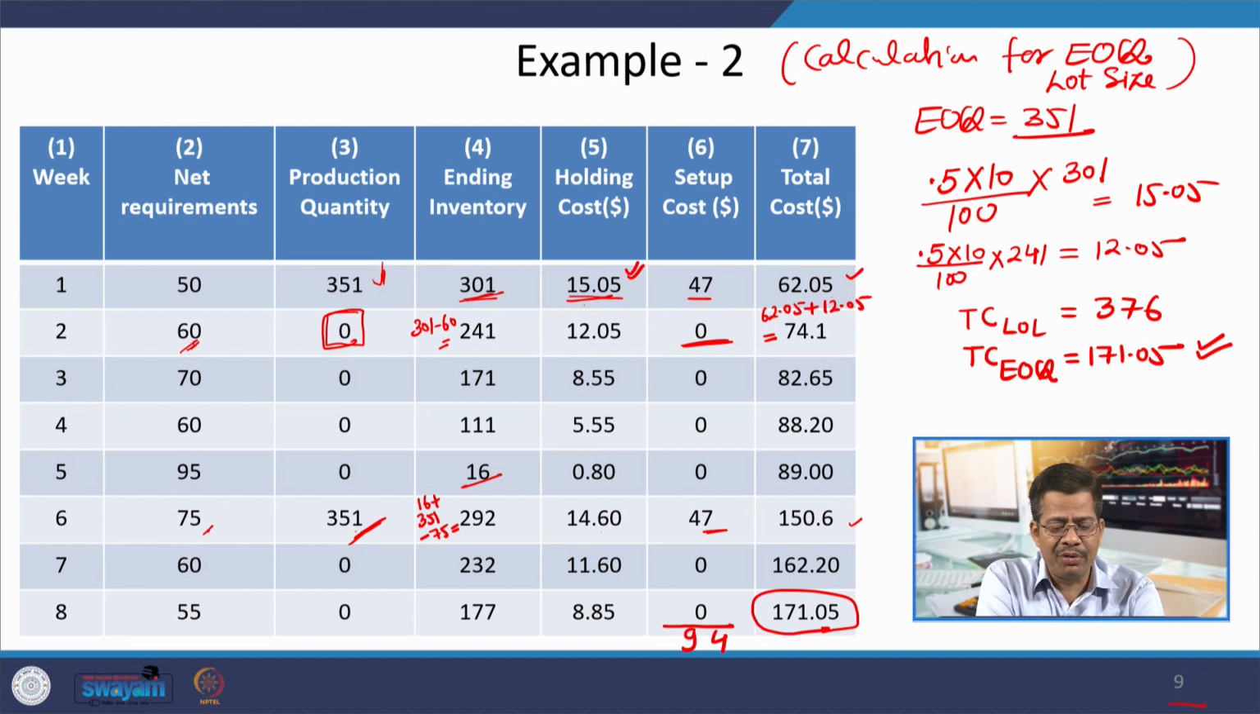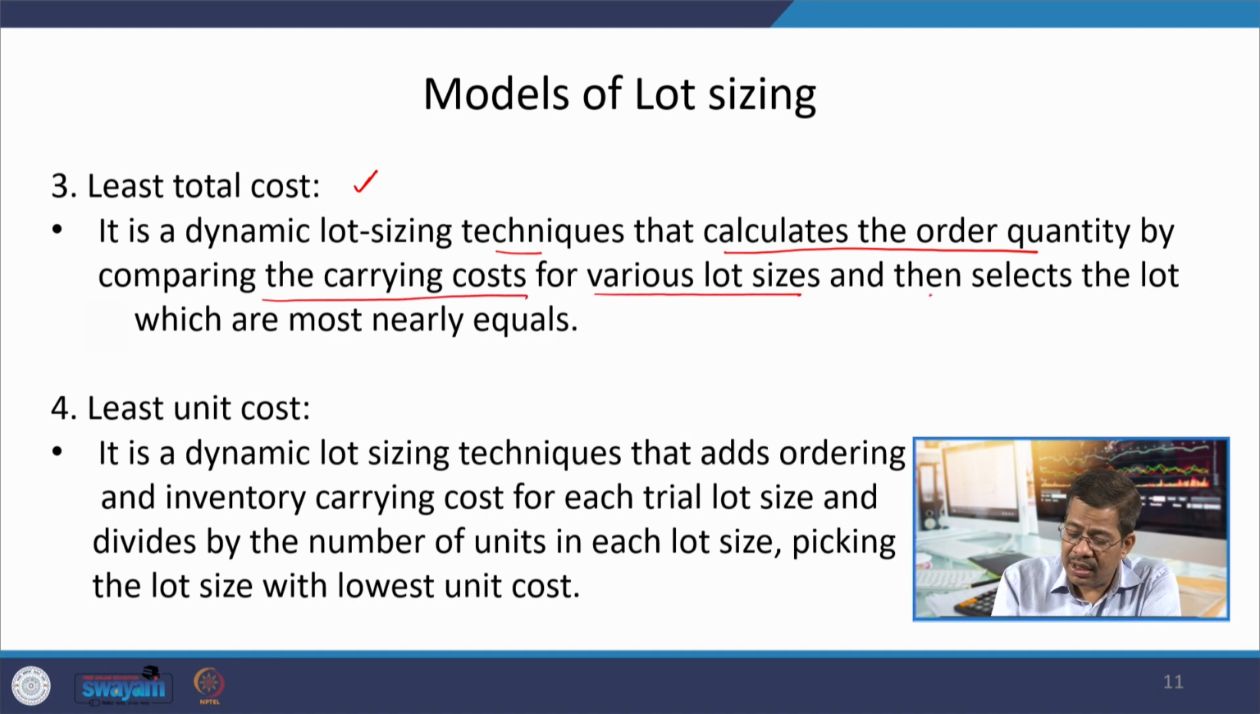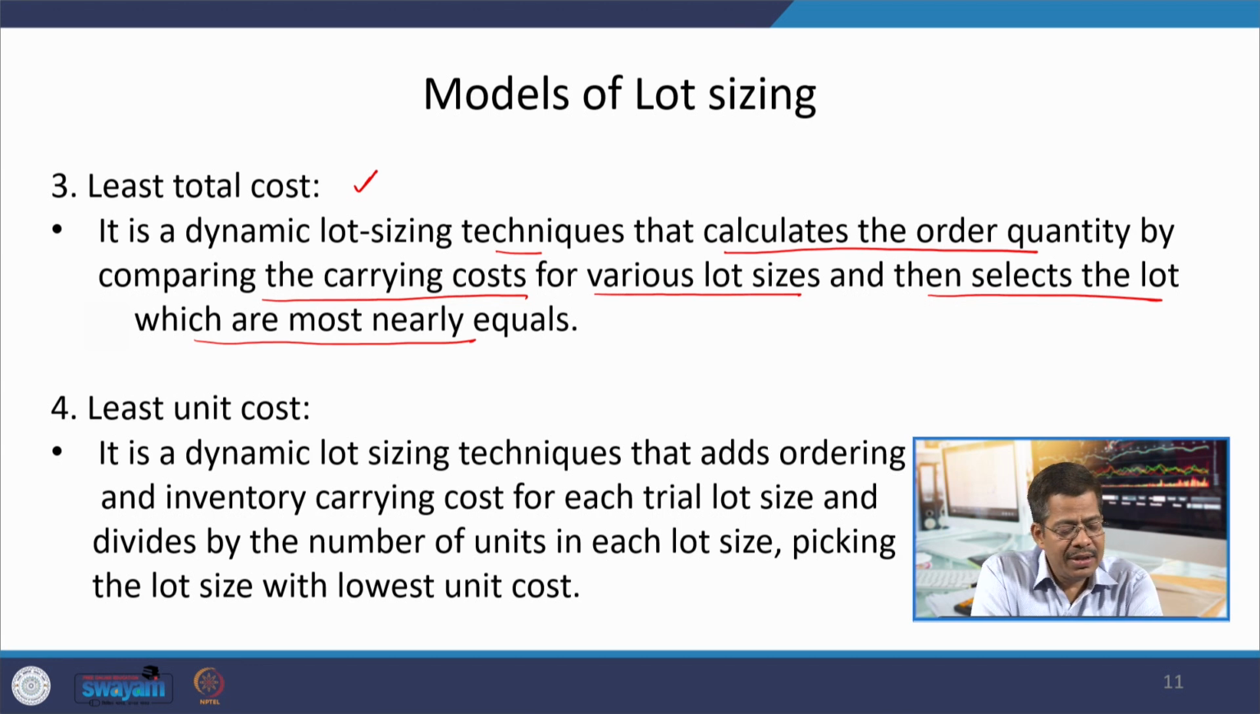So, 2 systems of lot sizing we have discussed. Now, going for the third system, that is the least total cost. It is a dynamic lot sizing technique that calculates the order quantity by comparing the carrying cost for various lot sizes and then selects the lots which are nearly equal. And then another type of lot sizing system is least unit cost. Now, it is also a dynamic lot sizing technique, but here we are calculating the cost for the entire lot and here we are calculating the cost for each unit of the lot.